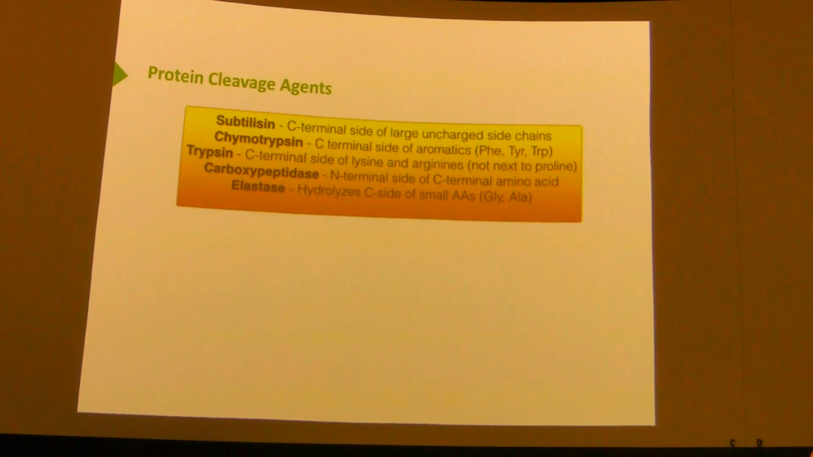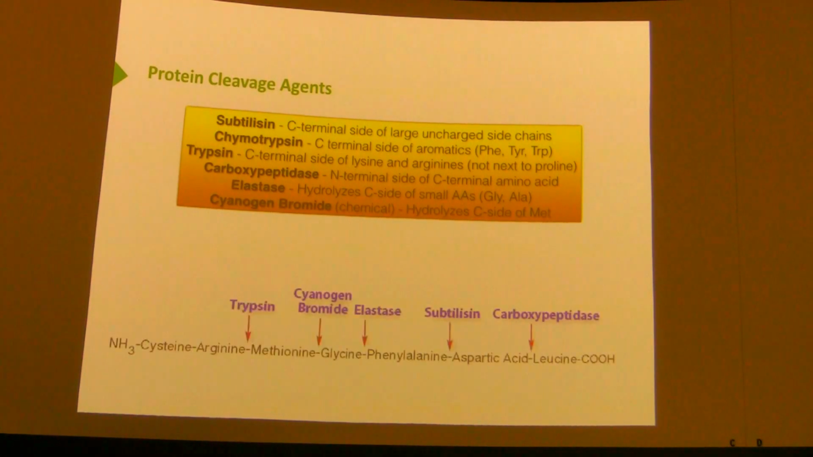Elastase hydrolyzes the carboxyl side of small amino acids like glycine and alanine. And cyanogen bromide is a chemical that's used to cleave proteins. That chemical hydrolyzes on the carboxyl side of methionine residues. That's a very useful reagent because it's very specific for methionine. Okay, there's a polypeptide chain, and you can see some of the cleavage sites for the individual things that I've talked about there.